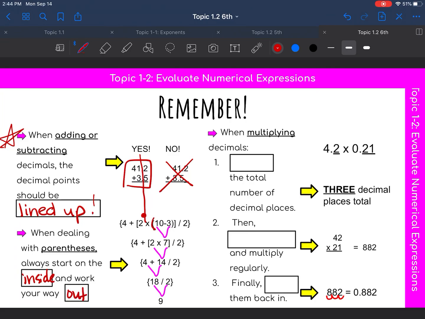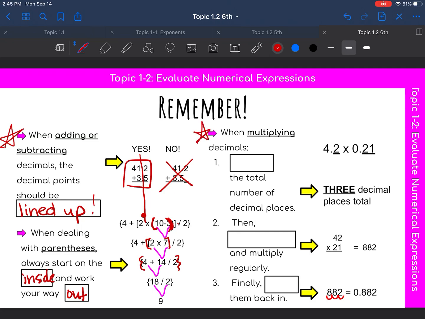So for example, for parentheses, you always want to start on the inside. Once you solve that, then focus on any brackets that you have. Once you solve that, then you can focus on the braces. That's what those are called. These are parentheses, these are brackets, and these are braces. So always start on the inside and then work your way out towards the outside of the problem. And again, just like we did last year, show your work at every single step so it's nice and organized.